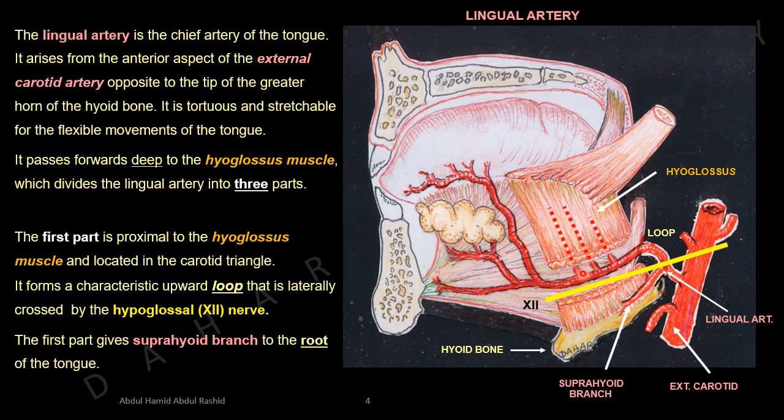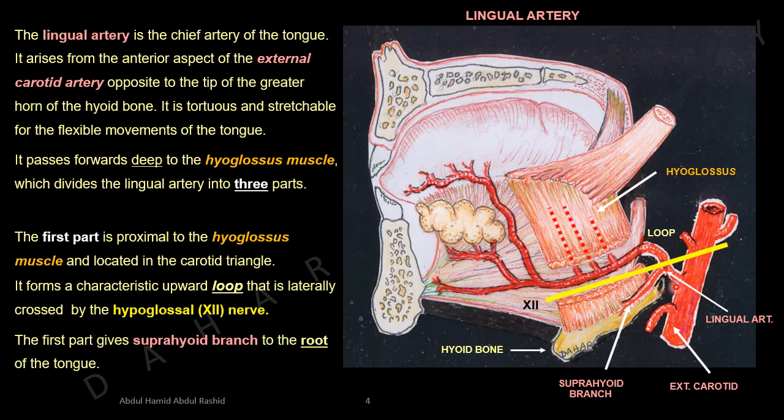It passes forwards deep to the hyoglossus muscle, which divides the lingual artery into 3 parts: first part, second part, and third part. This is the first part, which is proximal to the hyoglossus muscle, that is, between the origin from the external carotid artery and the posterior border of the hyoglossus muscle. It is located in the carotid triangle.